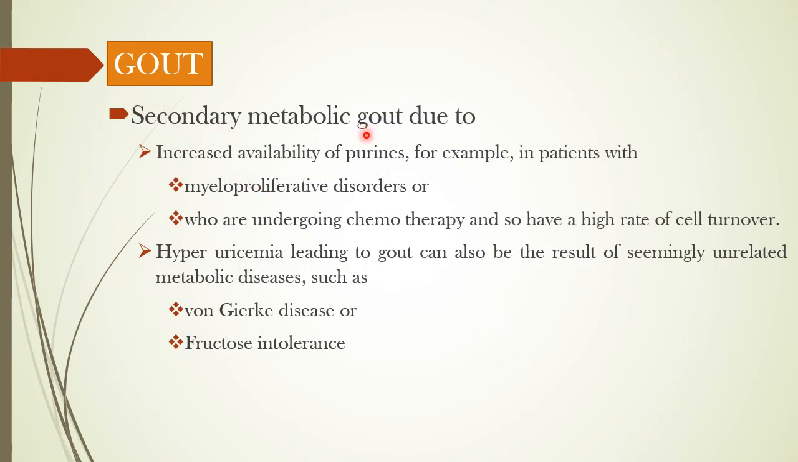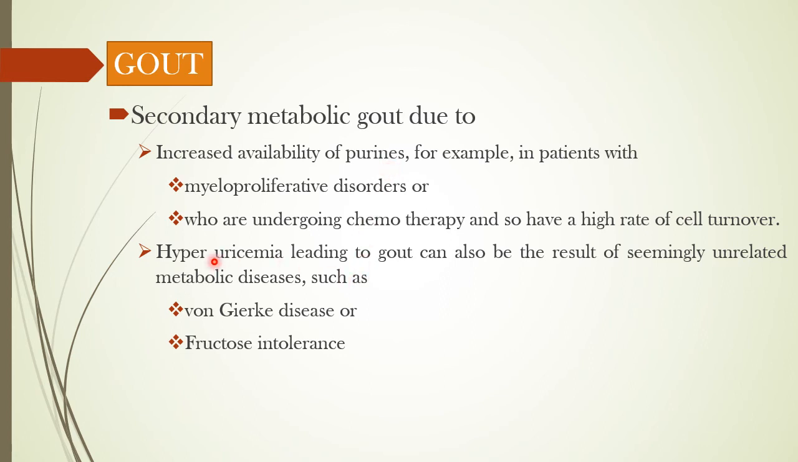Secondary metabolic gout is mostly due to when purines are available in increased amounts. For example, the patients with myeloproliferative disorders like leukemias or cancers or tumors, or even those patients who are undergoing chemotherapeutic trials. So these patients have also high rate of cell turnover, which may result into increased availability of purines. So more purines available, more purines degradation, more uric acid in blood.